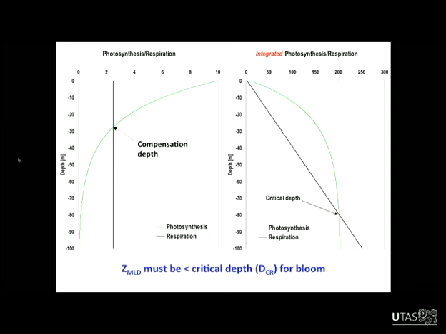The photosynthesis term decreases exponentially with depth, so its integral increases asymptotically with depth. The loss term, the consumption of phytoplankton, does not vary with depth. It's constant with depth, so its integral increases linearly with depth. And then we get to this place called the critical depth, where the integral of the gain term is equal to the integral of the loss term.